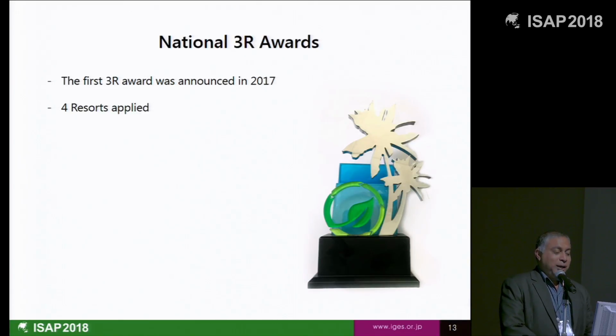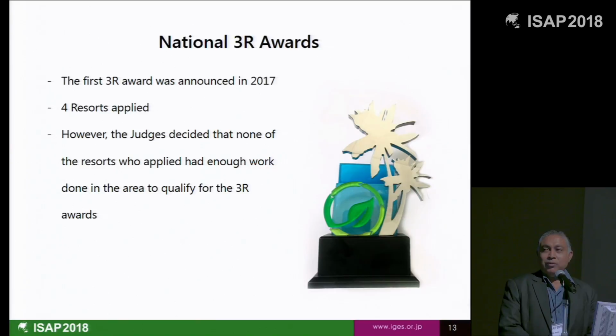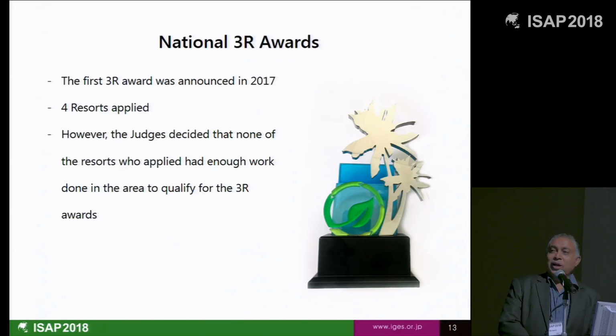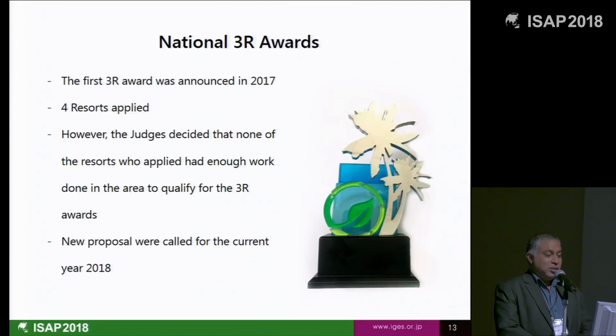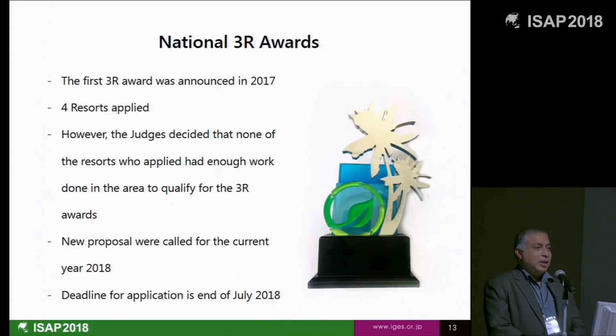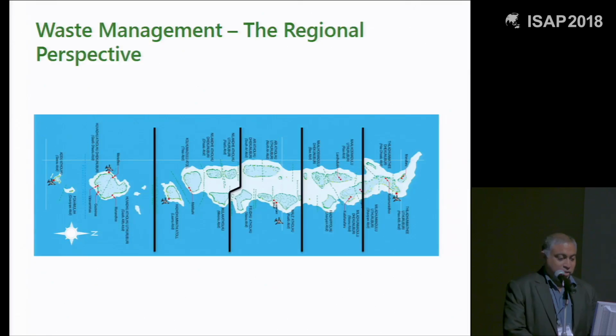Four of the resorts applied. However, when we had a judging panel, the judges decided that not enough was done in any of these resorts to actually give an award. So this just highlights the kind of issues we face. New proposals were called for the current year, 2018, and the end of July will be the deadline for applications.